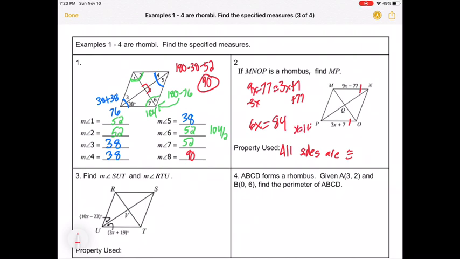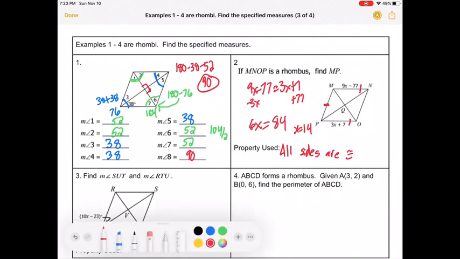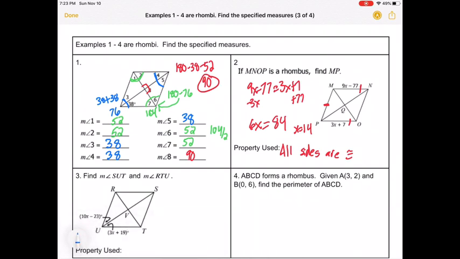So x equals 14. Now they want you to find MP, which there's no equation for, but MP would be the same as those. So you can pick whichever one is easier to plug it into. I think 3x plus 7 is easier, so I'll use that one. But again, it would be the same for both. 3 multiplied by 14 plus 7 would give you 49 for all four sides.